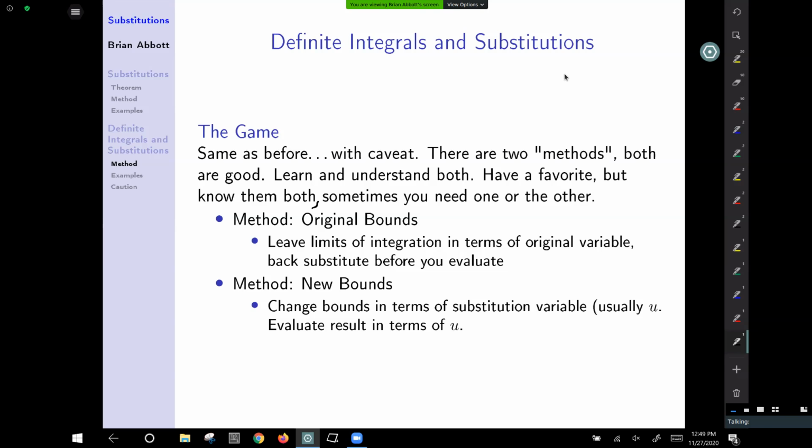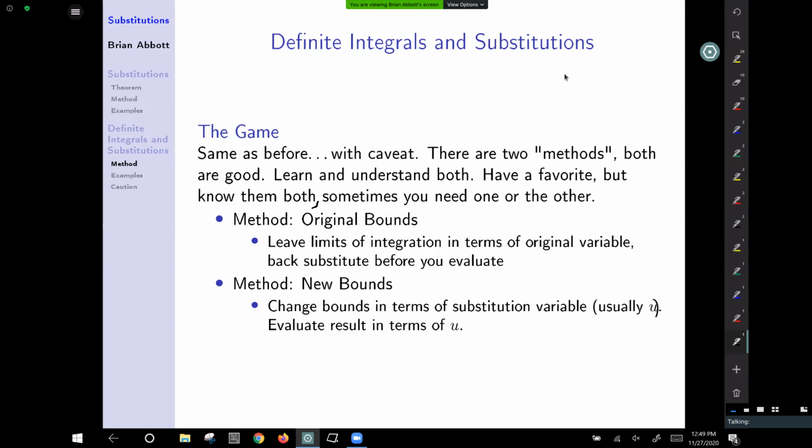The second method is to change the bounds on the integral, the limits of integration, to be in terms of the variable of substitution, and usually u. So I guess there should be... I was all about making mistakes on this slide. Again, reading that, hearing it, probably not the best. Let's run through an example.